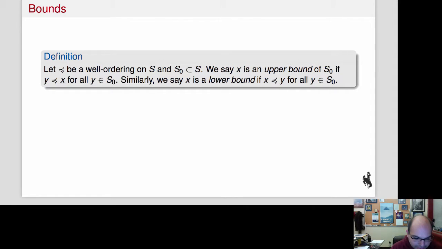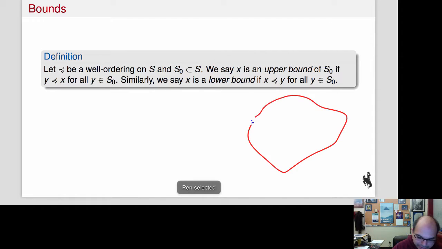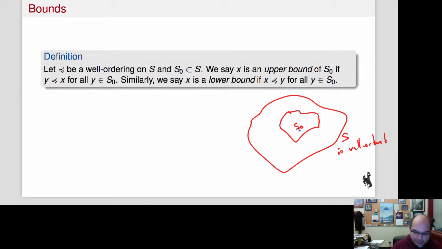All right. So here's some words that you've probably seen before, and let's try to set them up. Here's our idea. Let's say that we have a set, and this set is well ordered. Now imagine some kind of a subset. This is S naught. And what I want is I'm going to pick an X here, and I'm going to say that this is an upper bound.